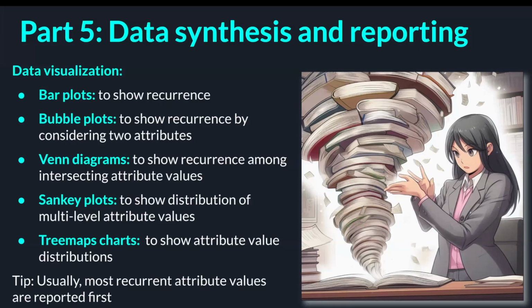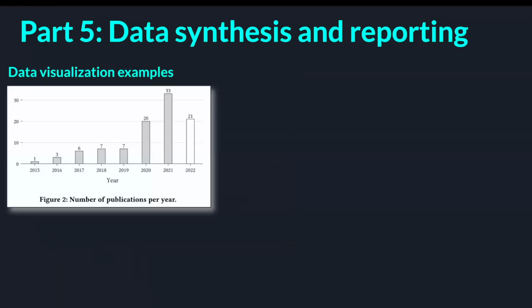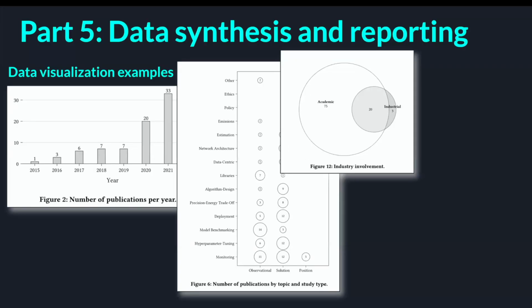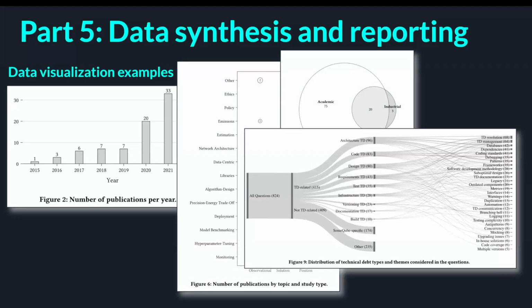Data visualization, due to time, I won't go through all of these, but you might know them. Usually there is some data in the SLRs which you can borderline map one-to-one to some plots. For example, if you have a year and how much a topic was studied, then you will usually have a bar chart, right? Or if you want to show cross-reference between different attributes, you can use bubble plots. If you want to show industry involvement, you can use a Venn diagram.